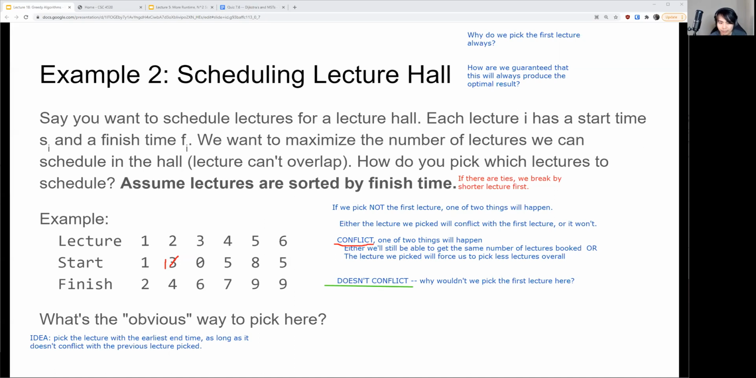Go ahead and type in chat if you have it. We could pick 1, 4, 5, right? Or we could pick 2, 4, 5. And that's all we could do, right? If we picked 1, 4, 5, then we would still have 3 lectures. So it doesn't really matter if we pick 2, 4, 5 versus 1, 4, 5, but picking 1, 4, 5, we're guaranteed in that case to have at least the same number of lectures booked, right?